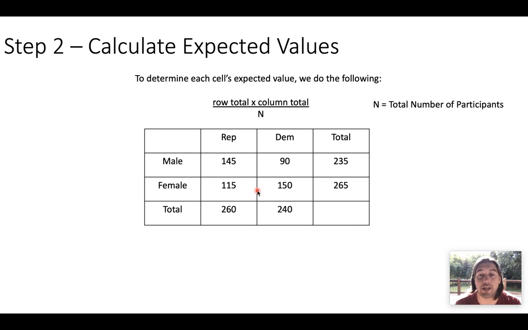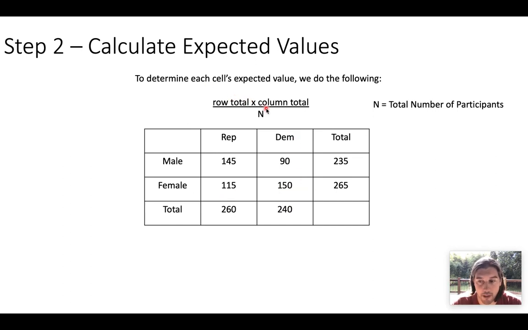So here we need to generate an expected value for each of our 4 cells of data. So I need to figure out, okay, I had 145 male Republicans. How many of those should I have expected? I had 90 male Democrats. How many of those should I have expected? 115 Republican females. How many should I have expected? 150 female Democrats. How many should I have expected?